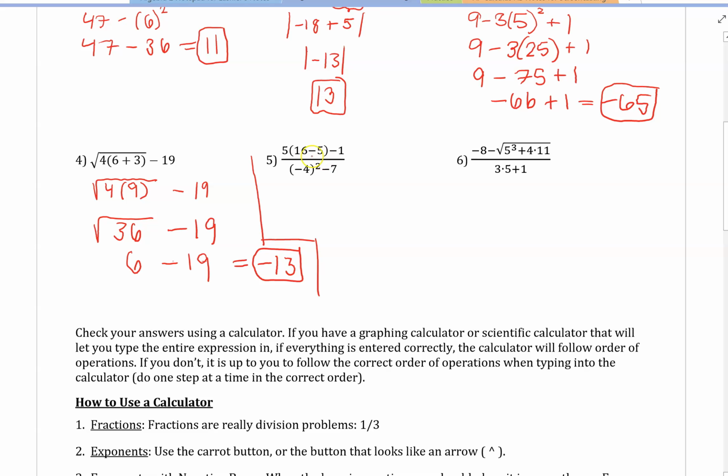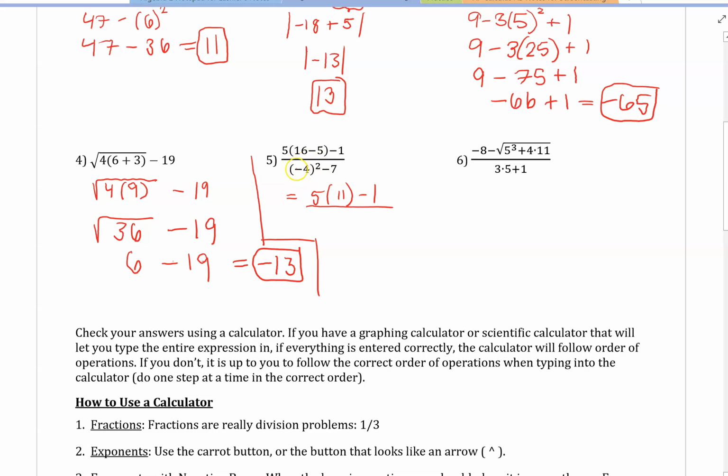Over here in number 5, I have division right over here. But notice how it's written as a fraction. So I want to take care of what's in the numerator first, all of that, and then also take care of what's in the denominator second, and then I will go ahead and divide. Let me get that out of the way. So I'm going to do the parentheses that are in the numerator first. So I get 11. And then down here, I'll go ahead and do the exponent.